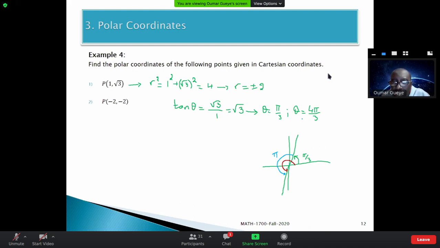So that's why I said, to get this one, how to get it? 4 pi over 3 is obtained from pi over 3, you add pi. So you can say here, pi over 3 plus pi, and you will get the other solution.